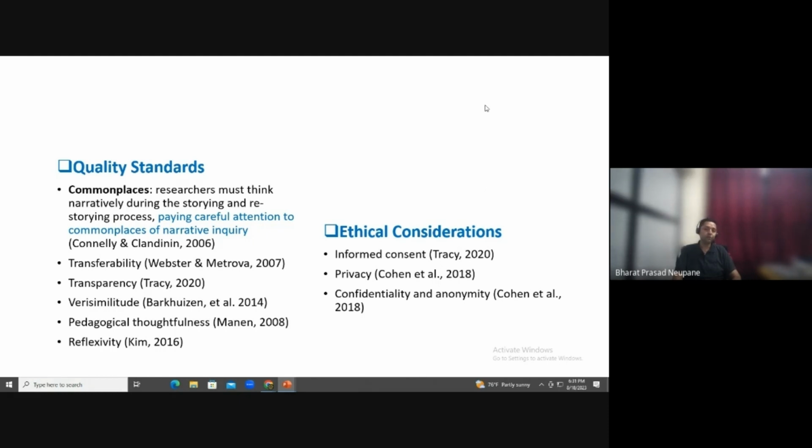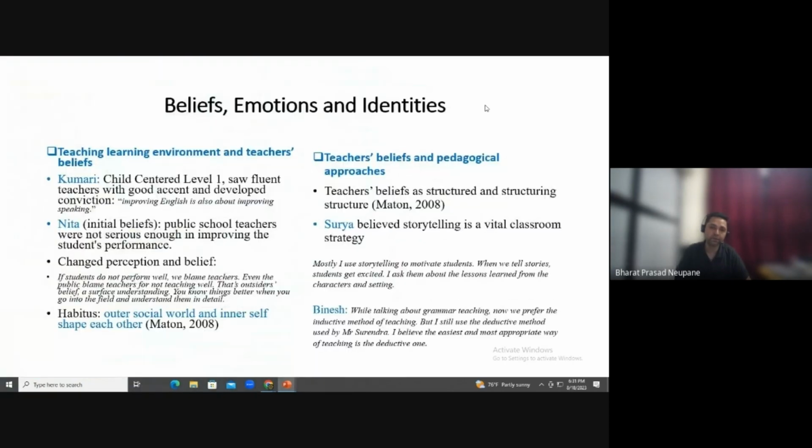And I also tried my best to maintain privacy, confidentiality, and anonymity. Pseudonyms are given to the participants, and any details that could reveal the identity of the participants are carefully handled. They are taken care of, and their identity is not revealed in the research report.